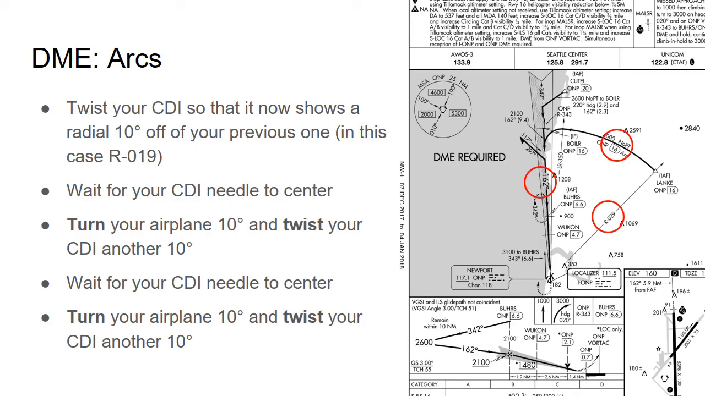Then we twist your CDI so that it now shows a radial 10 degrees off your previous one. In this case, that would be the radial 019. Wait for your CDI to center, and then turn your airplane 10 degrees. Then twist your CDI another 10 degrees. In this case, that would be 009. Wait for it to center again, turn your airplane 10 degrees, and twist your CDI another 10. The result is a series of 10-degree turns with little straight segments between them. Together they form an arc.